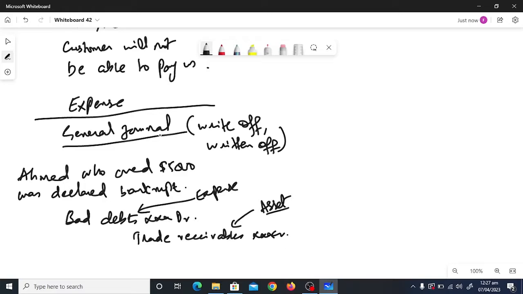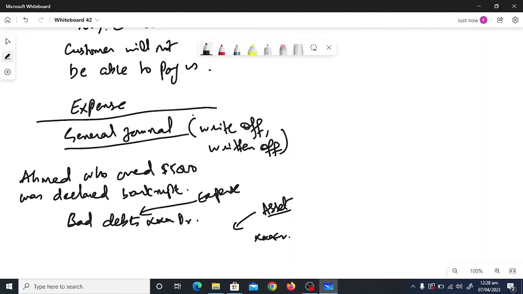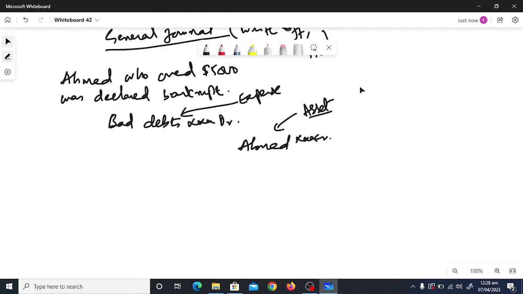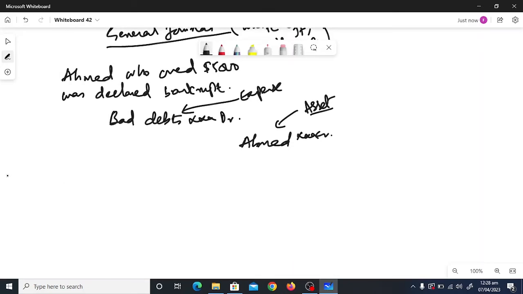And this is an expense. Expenses always increase on the debit side. Sir, what if the name of the customer is given? When the name of the customer is given, we do not write trade receivables, we write the name of the customer. So let's write the name of the customer. Remove this, bad debts debit and Ahmed credit, because the name of the customer is Ahmed over here. So I'll just write Ahmed over here.